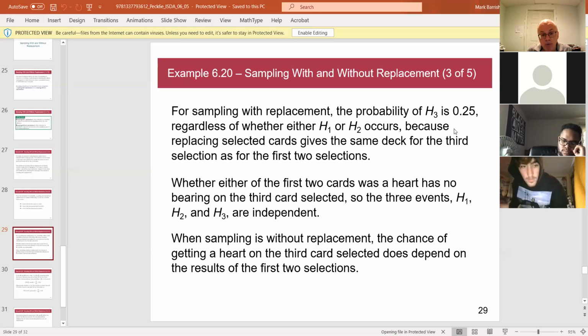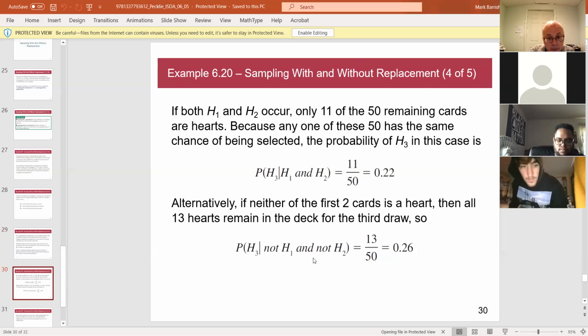That's really what we're trying to show. That's the purpose of this little exercise here. So you should write that down. Make sure you understand that basic concept. Sampling with replacement, independence. Sampling without replacement, dependence. Okay? You should know that basic idea.